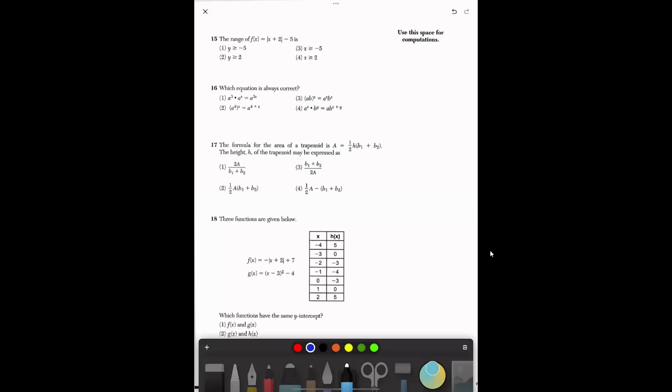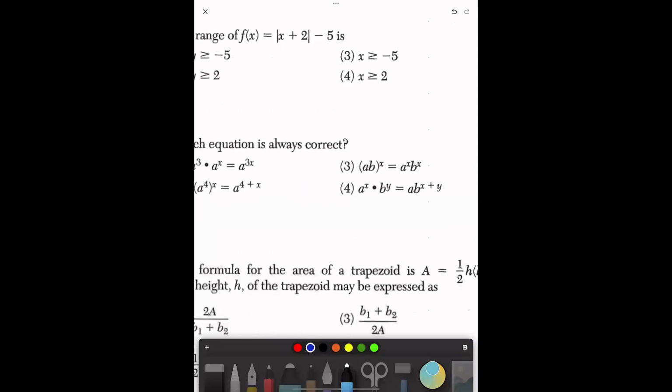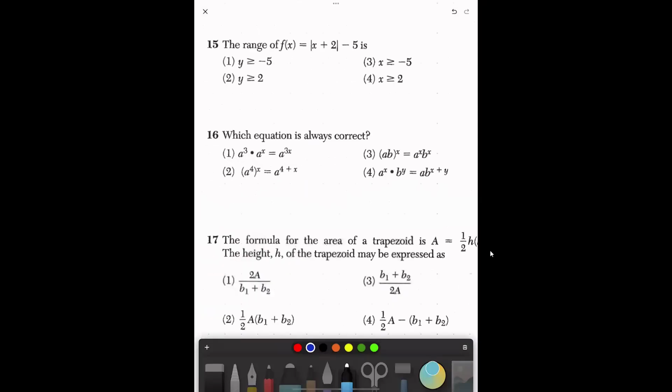Hey guys, this is Mr. H. I am doing question number 15 from the August 2025 Regents exam. They're asking for the range of this function.